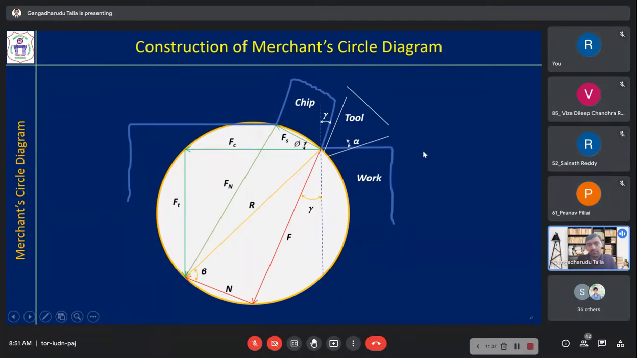And of course we have seen the analytical relations also. How will you write Fs in terms of Fc and Ft? If you know the phi value or gamma value, you can find out those forces analytically also.